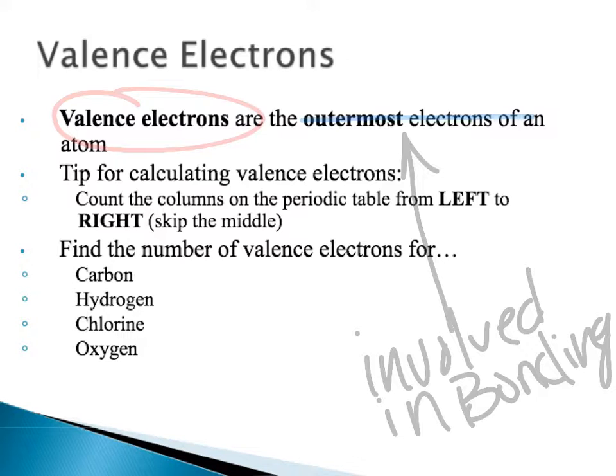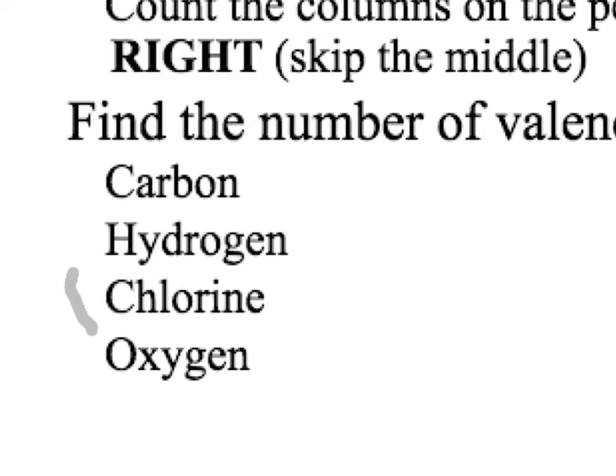And how you can figure out the number of valence electrons is you're going to look at your periodic table and go from left to right. The column that the atom exists in is the column that represents the number of valence electrons that it has. So for example, let's zoom in a little bit, carbon, if you count it over, carbon would be in the fourth column. Remember, we skipped the middle. So carbon's in the fourth column, which means it has 4 valence electrons. Hydrogen is in the first column, so it only has 1 valence electron.